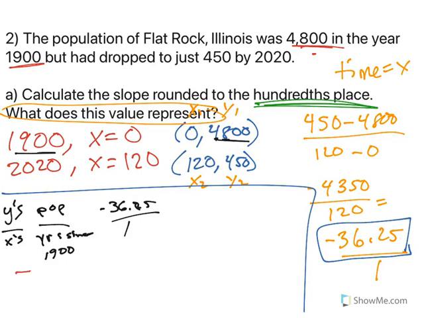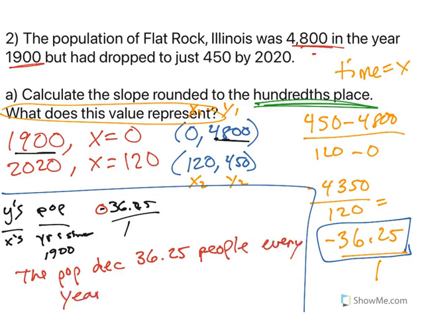Well, the population decreased, because it's negative, decreased 36.25 people every year since 1900. Every 1 year since 1900. So that means every year 36 people left and never came back. They might have moved, they might have died, nobody knows. But every year 36 and a quarter person left. Like that was the average.